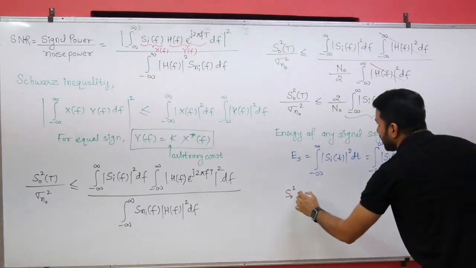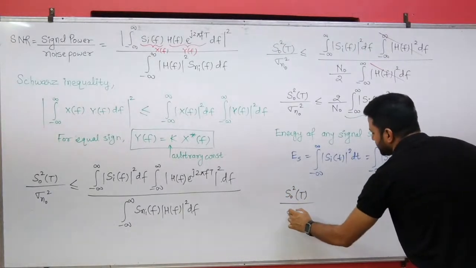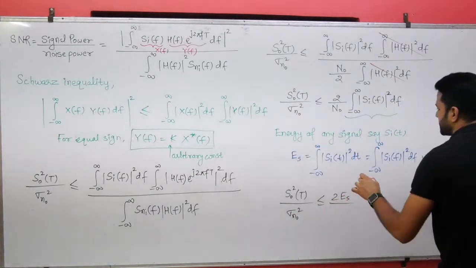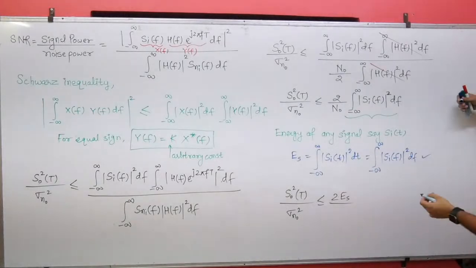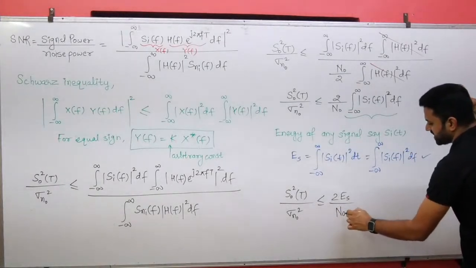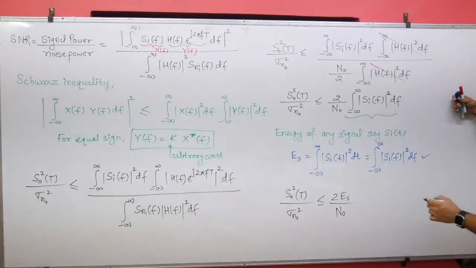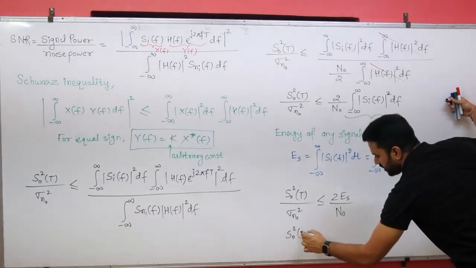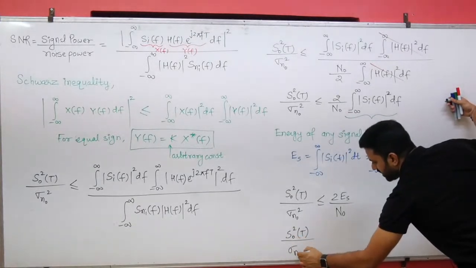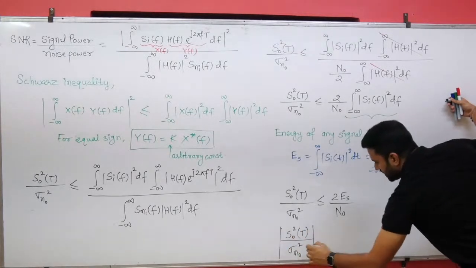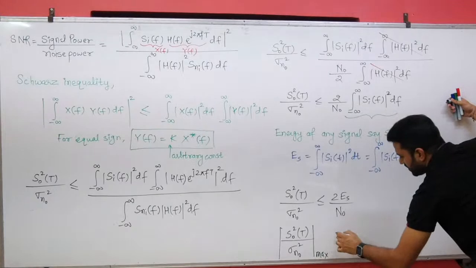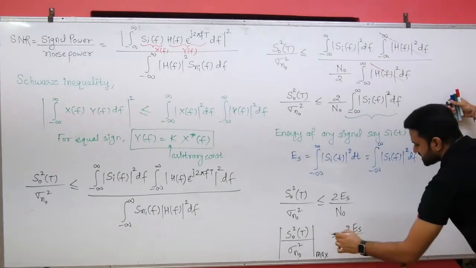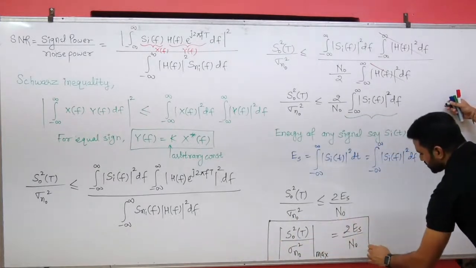So the signal to noise ratio of the matched filter is 2 times the energy of the signal, which is input to the matched filter, divided by the power spectral density. And what is the maximum value of this term? The maximum value of S naught T upon sigma n naught square is reached when it is equal to 2 Es upon n naught. So this is the maximum signal to noise ratio for the matched filter.